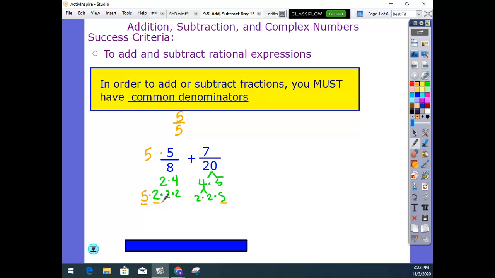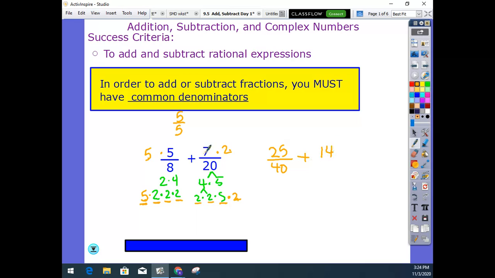Now, is everything the same yet? I have 1 5, 3 2's. Here I have 1 5, 2 2's. So I need another 2. Any extra part that I put on the bottom, I multiply the top and bottom by that same value. So what I end up having is 25 over 5 times 2 is 10, times 2 is 20, times 2 is 40.